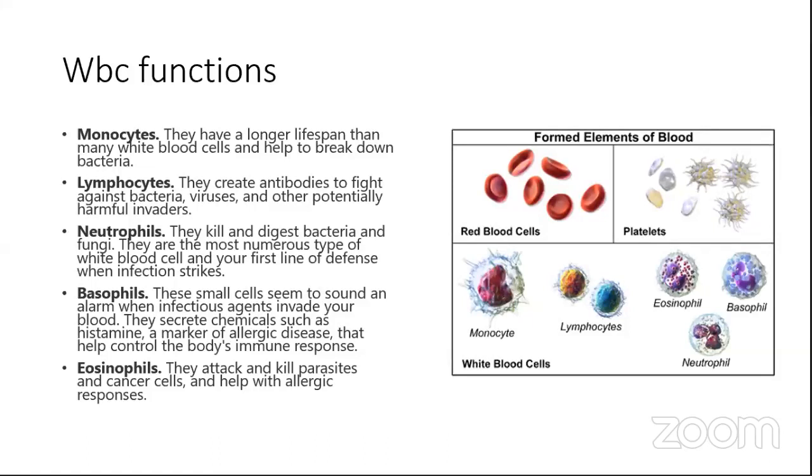Right, good. Now the WBC functions. The types here: granulocytes. These three are granulocytes: eosinophil, basophil, and neutrophil. They have a multi-lobed nucleus inside. The other two types, agranulocytes, do not have any granules inside. They are monocyte and lymphocyte. Lymphocyte has two types: one is B cell, the other one is T cell.